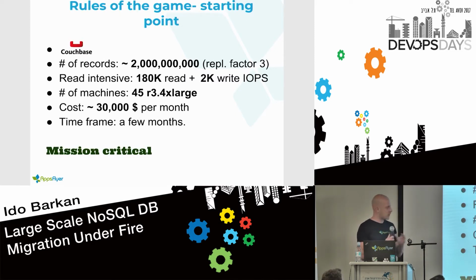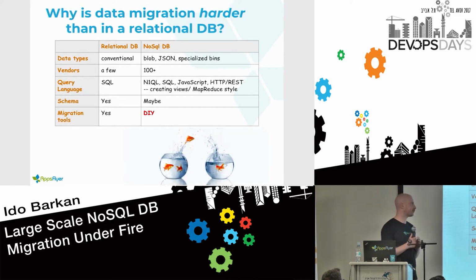And okay, so we need to replace it. So how big is it? Very big. As I said, 45 machines, around 2 billion records replicated by a factor of 3. Very read intensive, as you see, 180K IOPS, and costly, $30,000 per month just for the hardware without any license. And we had a few months to replace it until our enterprise plan is due. We need to get rid of this database and move it to a new one. Of course, needless to say, mission critical, has customers' data. We cannot afford any data loss or downtime.